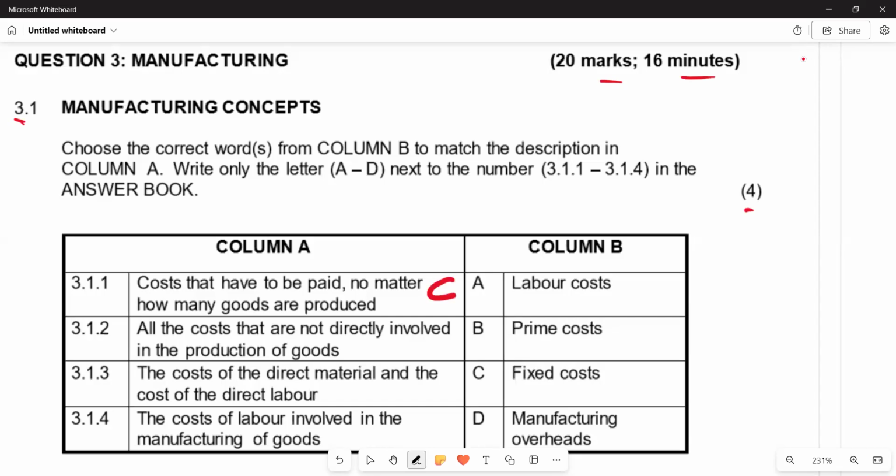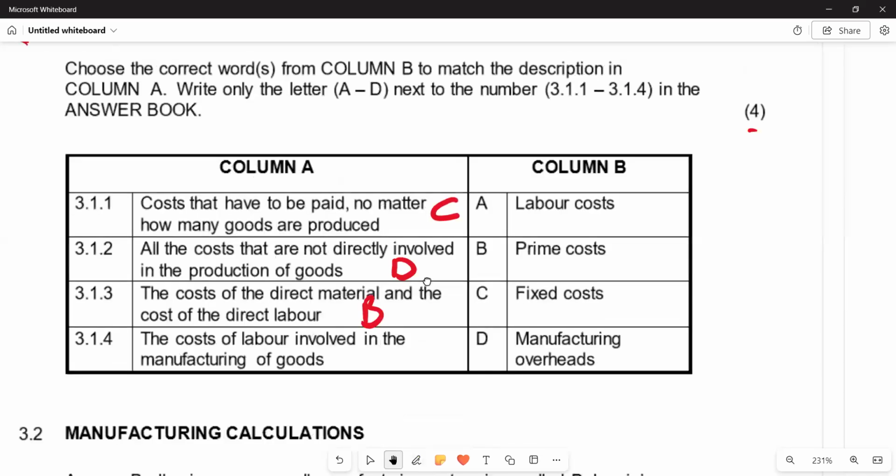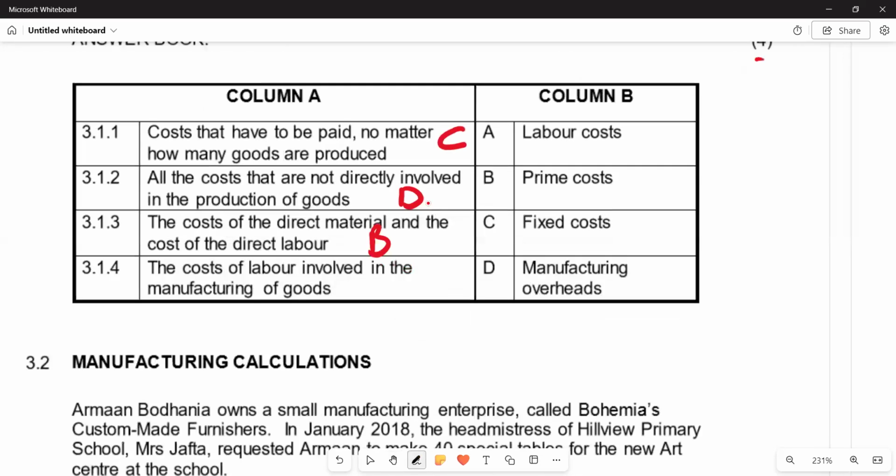Then we go to the next one: all the costs that are not directly involved in the production of goods. We know that these are manufacturing overhead, which represent the indirect costs. So we've got D as our response for 3.1.2. Then 3.1.3, the cost of the direct material and the cost of the direct labor. If you add direct material plus direct labor, you get your prime cost, which is P. Then the cost of labor involved in the manufacturing of goods. Obviously, this is your labor cost, so you've got A. These are the responses for the first part of 3.1.